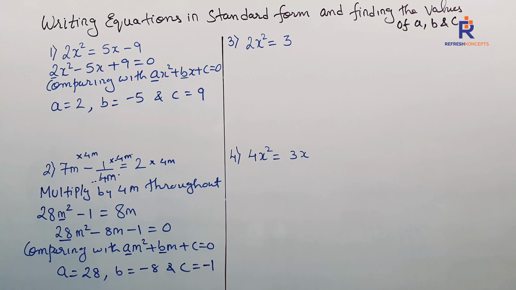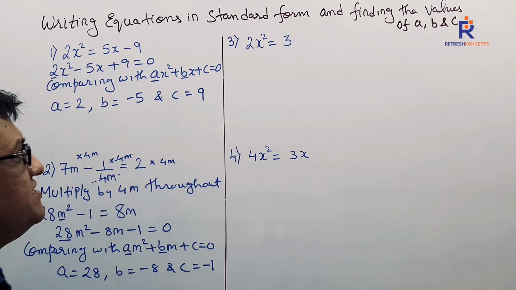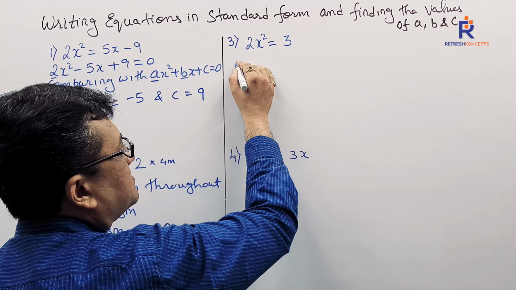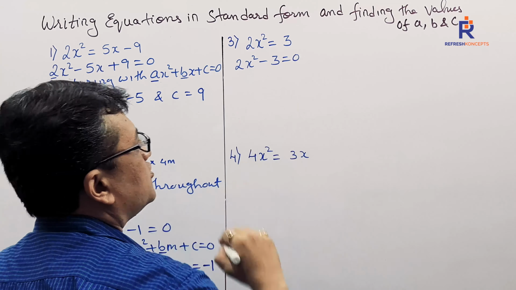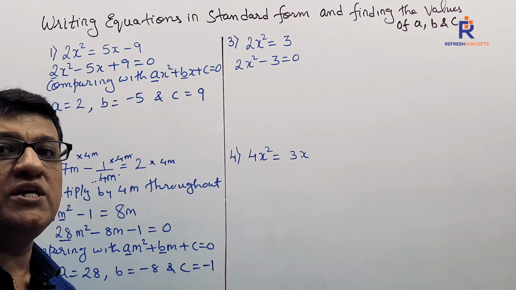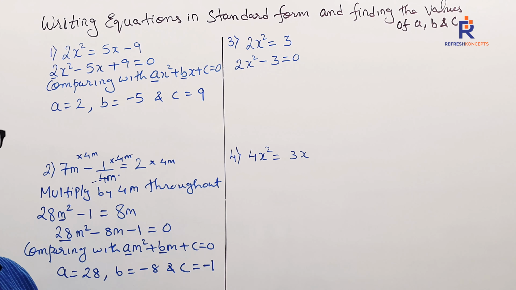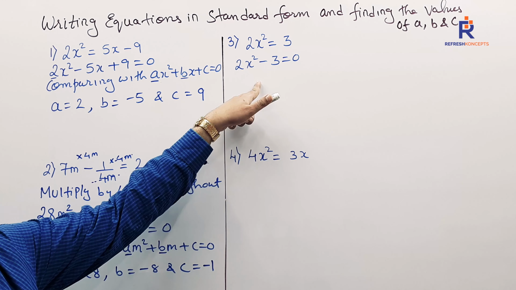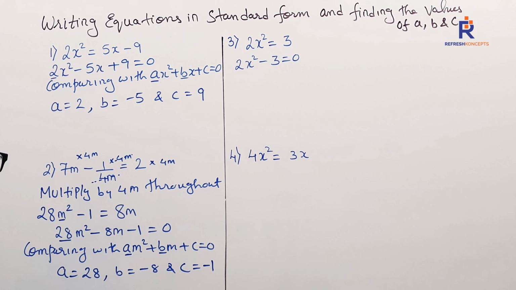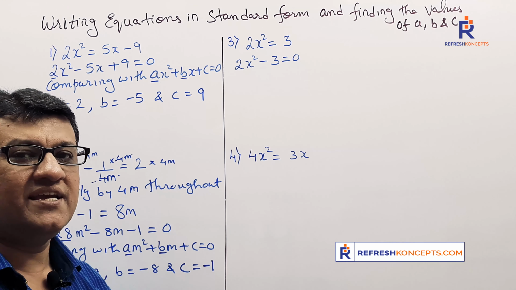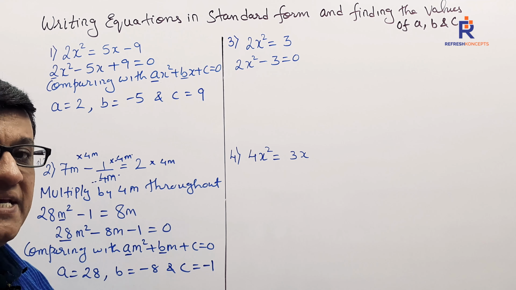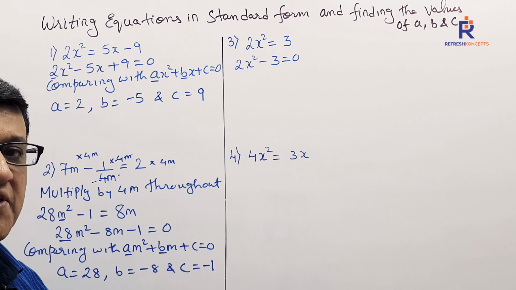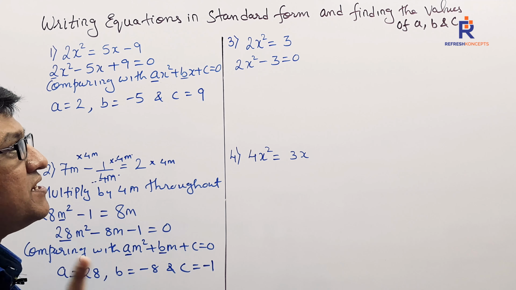Let's take the third one. Is it in the standard form? Indeed not. So it is 2x square minus 3 equals to 0. There are many students who might be thinking, sir, there are only two terms in this quadratic equation. Middle term is missing. So what type of quadratic equation is this? This is a pure quadratic equation. Refresh your concepts, children. We have done all these things in the basic definition slide. Go back and refresh yourself if you are not clear with that.